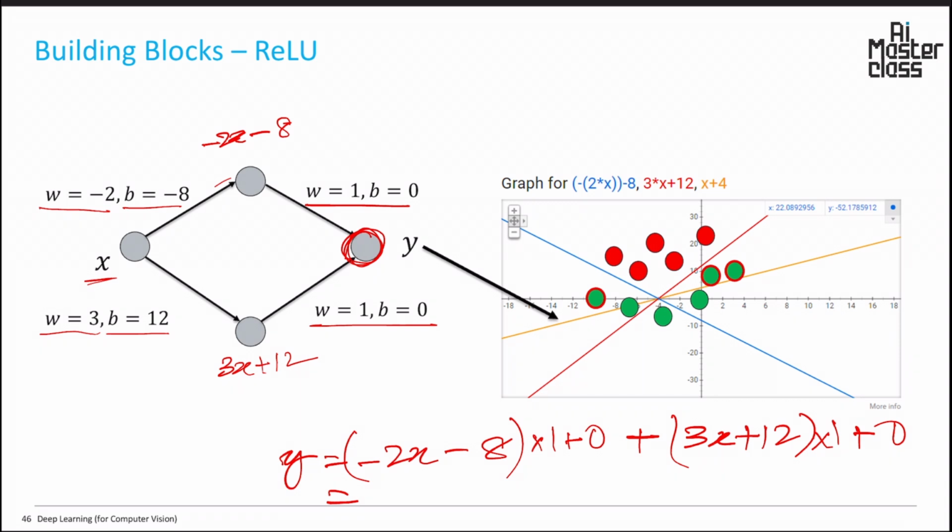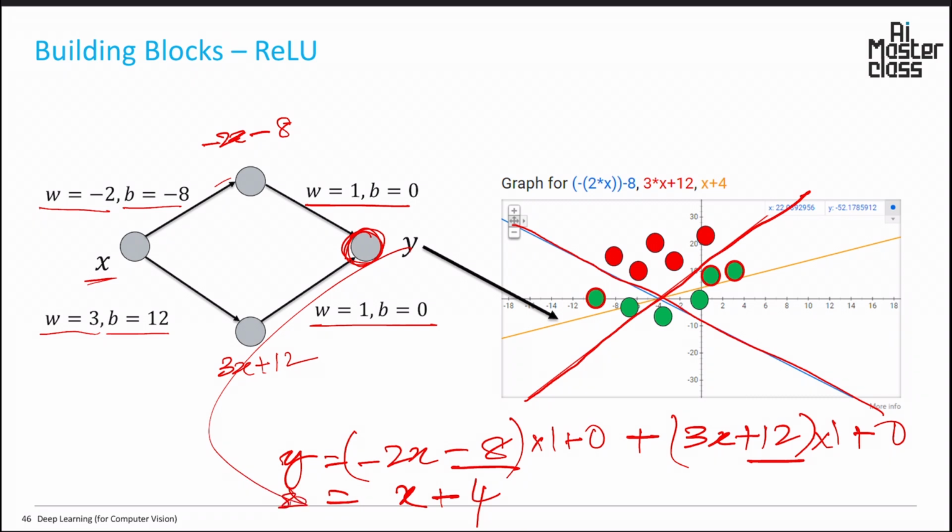So now what I want to do is plot these lines, right? My -2x - 8 is this blue line. And my 3x + 12 is this red line, right? Now if I don't have a non-linearity, look what happens. It just becomes -2x plus 3x is x, and then -8 plus 12 is 4. So my final y in this case became x + 4, and this is my yellow line, right?